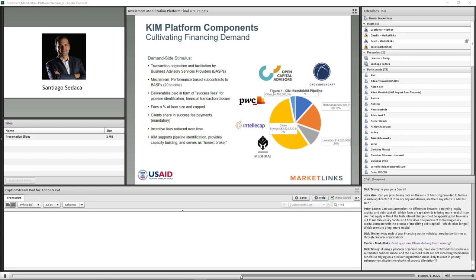Currently, we now have about 50 consulting firms or BaaS providers. Most of the consulting fees are paid, of course, by the beneficiary firms receiving the consulting services. Over the life of the program, these project incentives get reduced. Our role as Kim is to make sure that there are enough BaaS providers that can produce enough pipeline of projects and that they develop ongoing relationships with financial institutions, both banks and equity partners, as well as MFIs and other financial institutions that may be in the country.